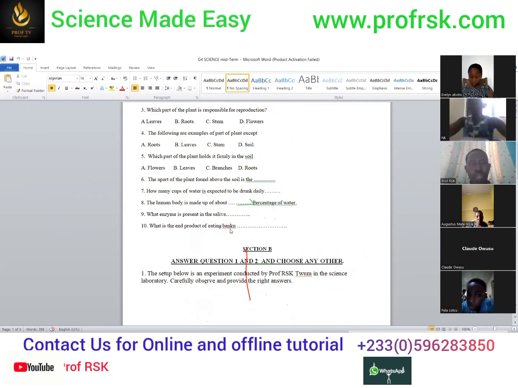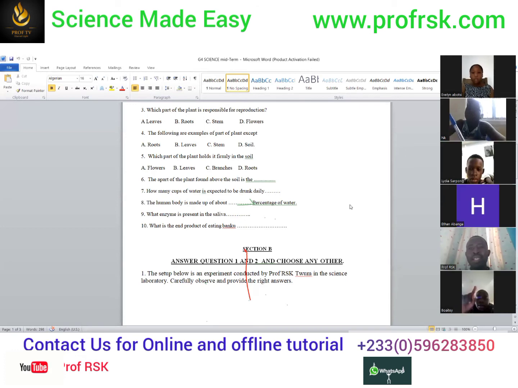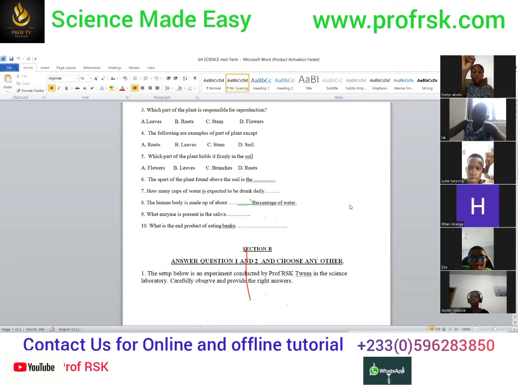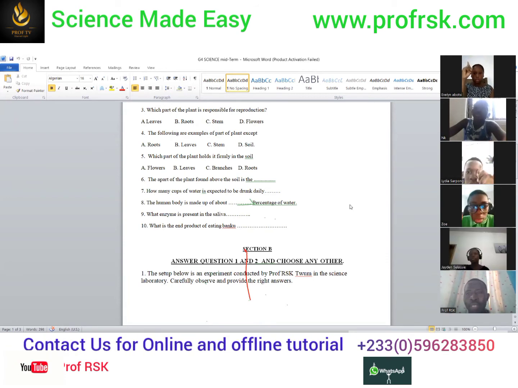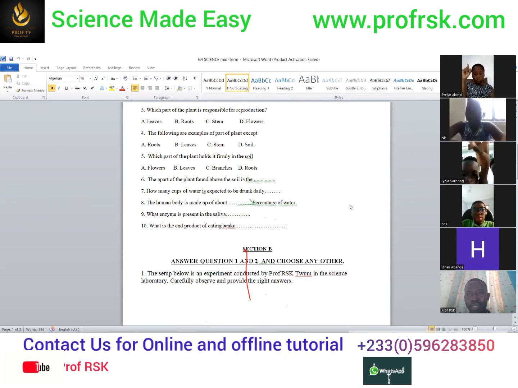What is the end product of eating banku? What is the end product of eating banku? The answer is also in our previous discussion. Who will give us the answer? Yes, sapon. Glucose. All right. So the end product of banku is glucose.